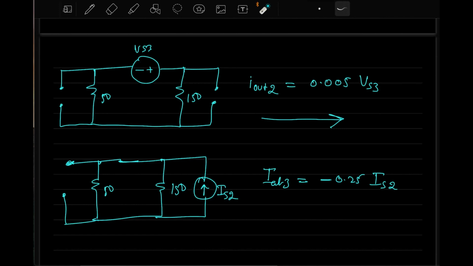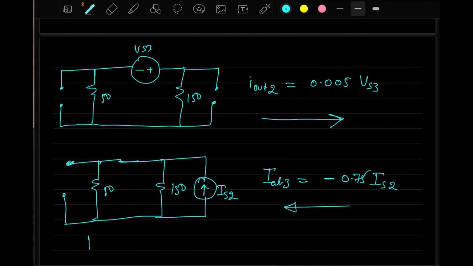Sir, it would be 150 by 200, right? Yes, it was 150 by 200 only. So it would be 0.75, not 0.25. Okay, the resistors are switched. Right, sorry, 0.75. So this is the current, and note that the direction of the current will be this side.